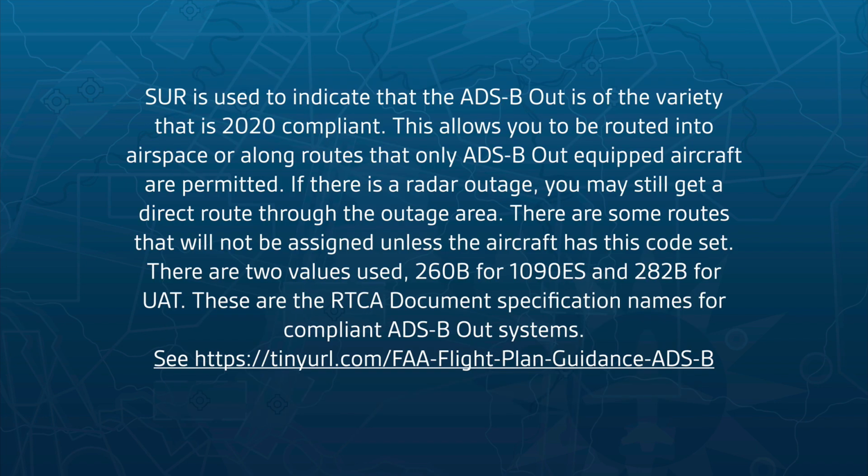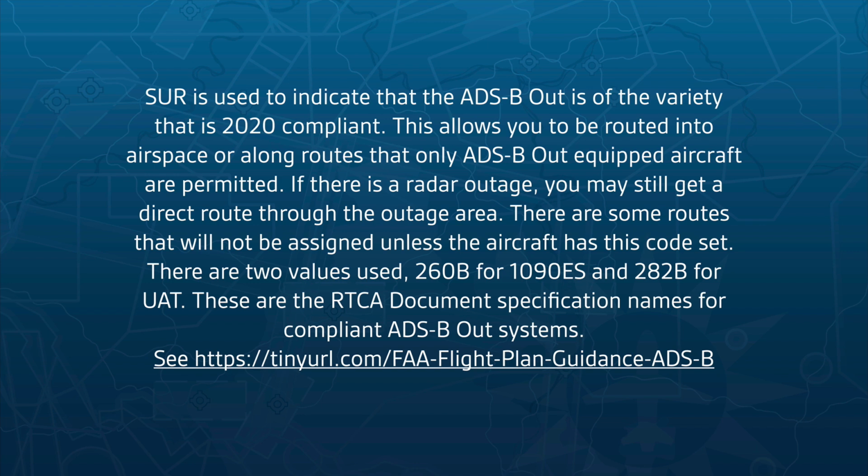SIR. So SIR is used to indicate what the ADS-B out variety is that is 2020 compliant in the United States. And this allows you to be routed into airspace or along routes that only ADS-B out aircraft are permitted. And so if there's a radar outage, you might still get direct routing in that area, even though some other aircraft might not be assigned that routing. It's pretty straightforward. There are essentially two values used for this, and they're 260B for 1090 ES systems and 282B for UAT systems.